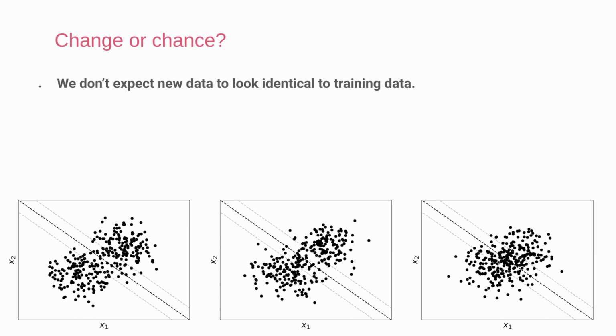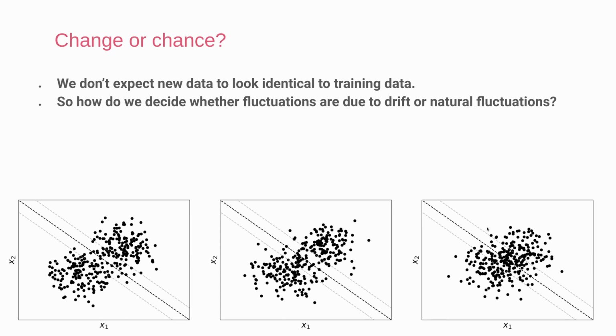Here, clearly the distribution has changed. We've now got this central cluster, and we'd probably be quite confident in this case flagging drift. But the problem is, where do we make the cutoff? How much change do we need before we say there's been drift and we should take corrective action?